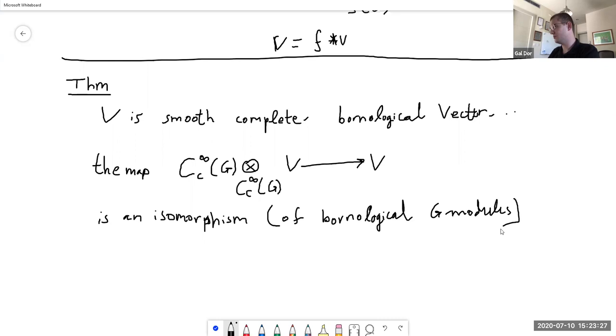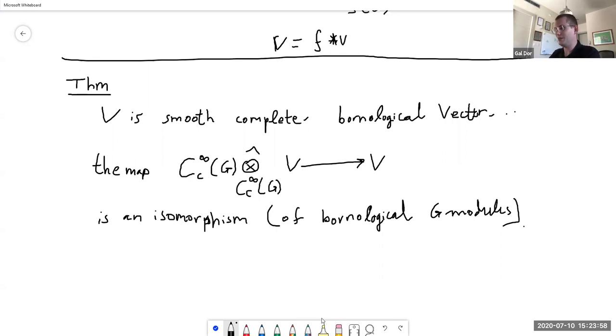So let me explain what I wrote here. If V is a Bornological vector space, smooth functions with compact support are also a Bornological vector space. Now, there is a notion of tensor product of Bornological vector spaces. There's also a notion of tensor product of topological vector spaces, but usually when people think about this tensor product, what they actually mean is the completion of the tensor product.